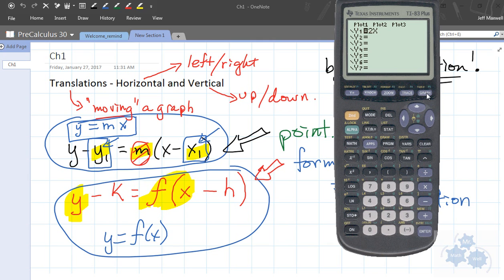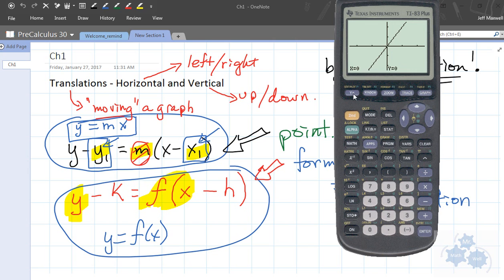So if you do this and you hit graph, your graph should show up and look something like this. If you don't have the axes quite right, you can go zoom 6 to give a standard window. 10 this way, 10 up, 10 back, 10 up. Okay? So that looks like that. Now let's zoom in, okay? So zoom 2, enter, and you'll get a little bit of a different piece there. Okay, so it's zoomed in a bit. We can see 0, 1, 2, and so on.